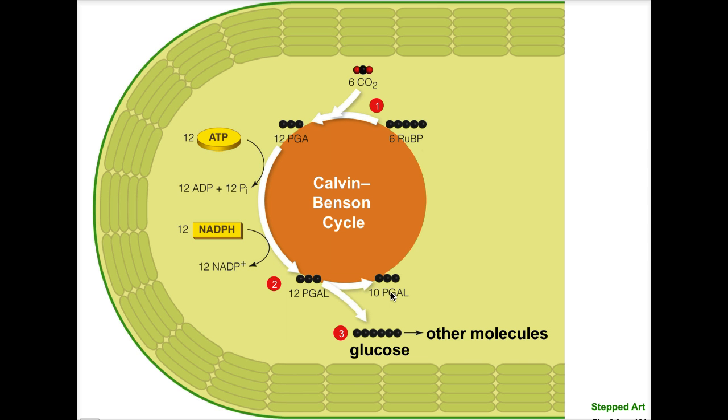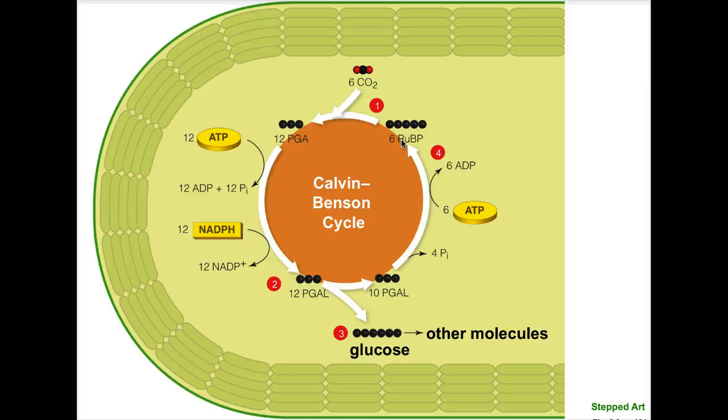Those 10 3-carbon molecules will then have energy contributed to them, and their atoms will be slightly rearranged so that we end up back with our RuBP, each RuBP being 5 carbons. So if we had 10 3-carbon molecules here, that's a total of 30 carbons. And we have 6 5-carbon molecules here, we still have 30 carbons. So we have not lost any carbon atoms in the process.